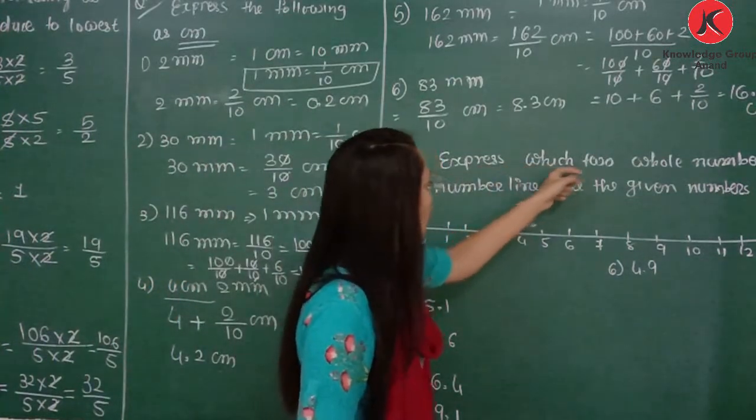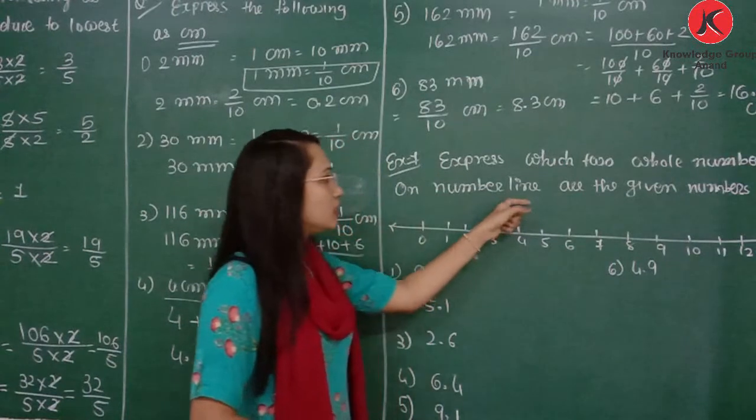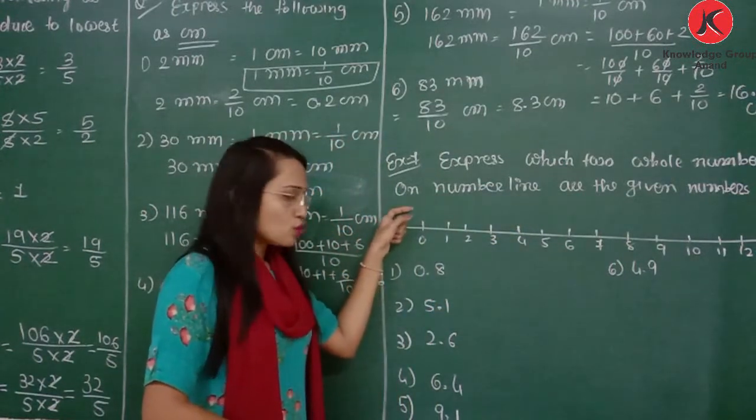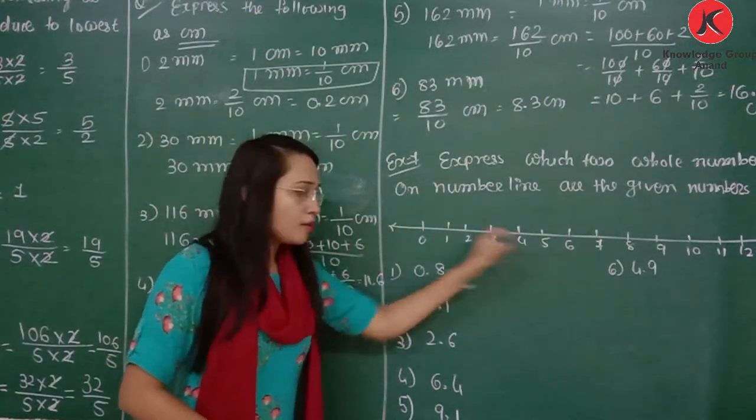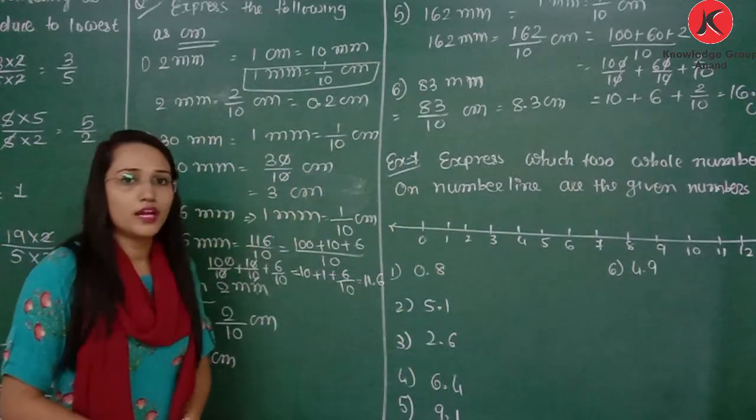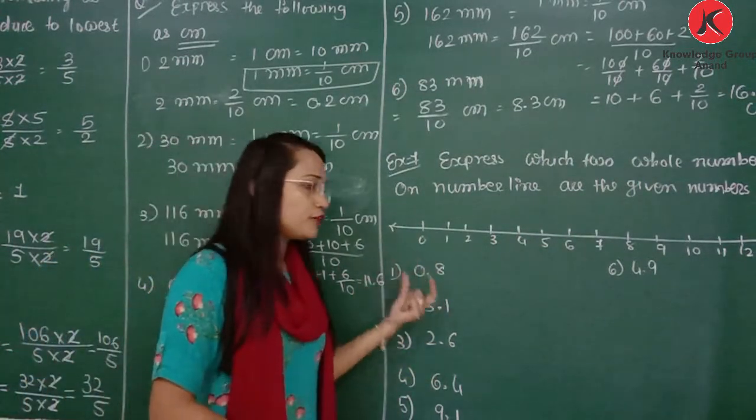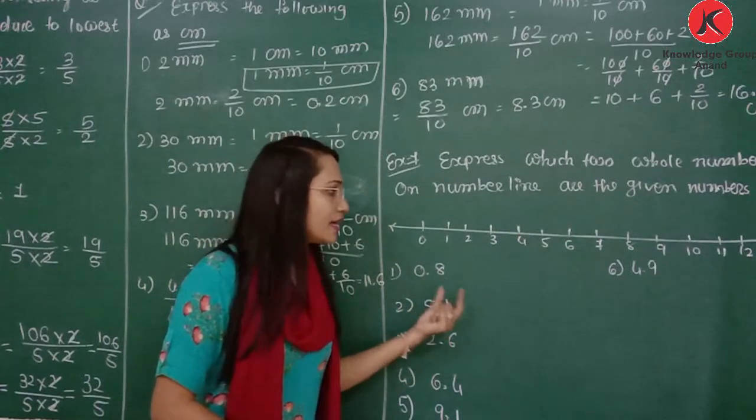Now next example 7. Express which two whole numbers on number line are given number lines. So here number line is given. Below that some numbers are given and you need to find between which two whole numbers the given decimal numbers lie.